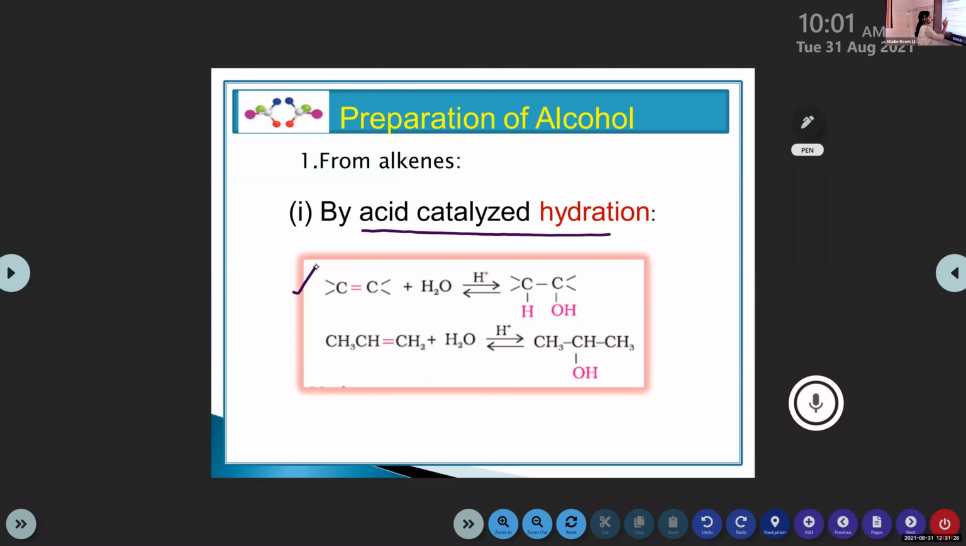So the first one you can see here is a symmetrical alkene. What is the meaning of symmetrical alkene? The two groups that are surrounded with the double bond remain the same. Here you can see two carbons with a double bond and the same groups attached to both carbons. That is a symmetrical alkene. And here a water molecule, H2O, is added. H plus denotes the presence of acid, and here acid acts as a catalyst.